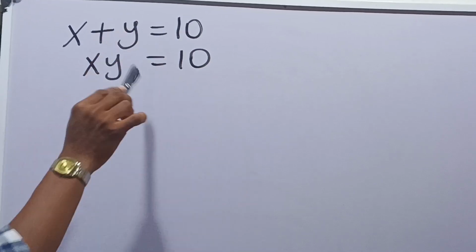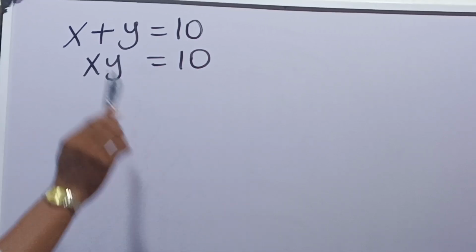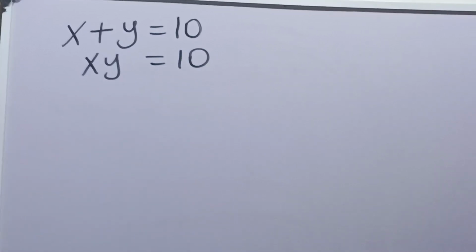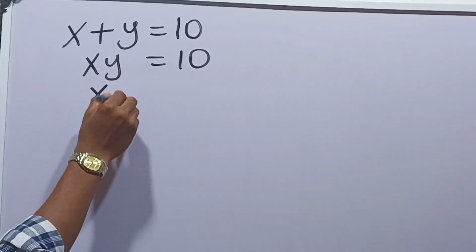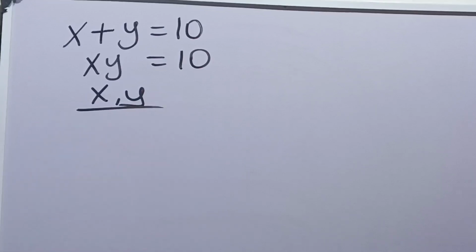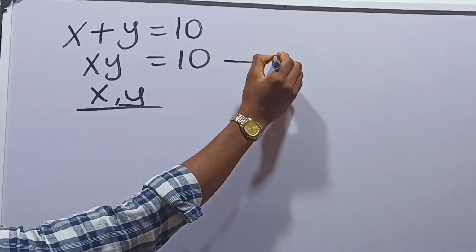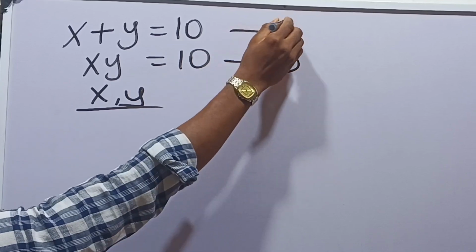Let's solve these together. It says x plus y is equal to 10 and xy is equal to 10. Now we're going to solve for the values of x and y. From here, we can notice one thing. Let's call this equation 1 and 2 respectively.